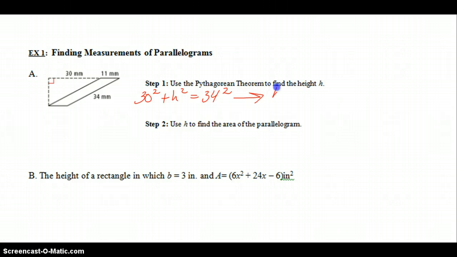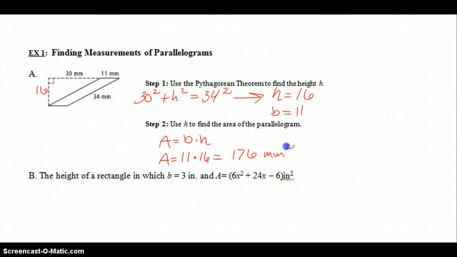Alright, for this part, we should get that the height of our parallelogram is 16. So if this is 16, we know our base is 11. We don't want to use the 34 for the base, we want to use the 11 for the base. So our area formula for a parallelogram, remember, is base times height. Well, we just found height is 16. We know our base is 11. So the area of our parallelogram is 11 times 16, which is 176 millimeters square. But we say that square millimeters.